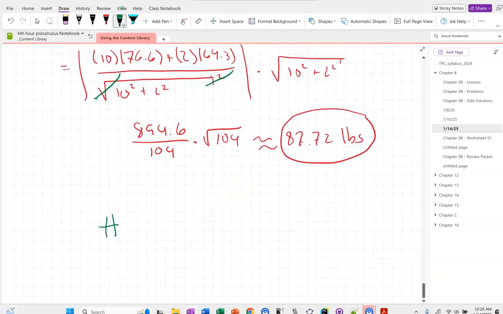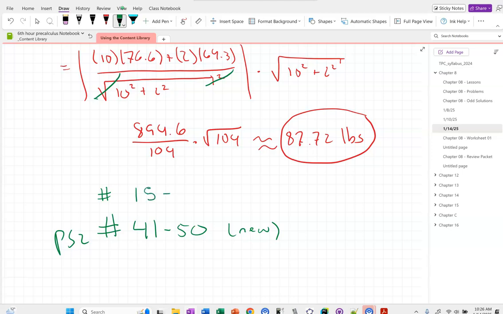So to add to PS2, we're going to assign problems 41 through 50. That's the new stuff I've just added to PS2. Remember, last week we already assigned 15 to 40. Both of these together are going to go into PS2 due Sunday at midnight. So again, typically I just kind of keep adding assignments in as the week goes on.